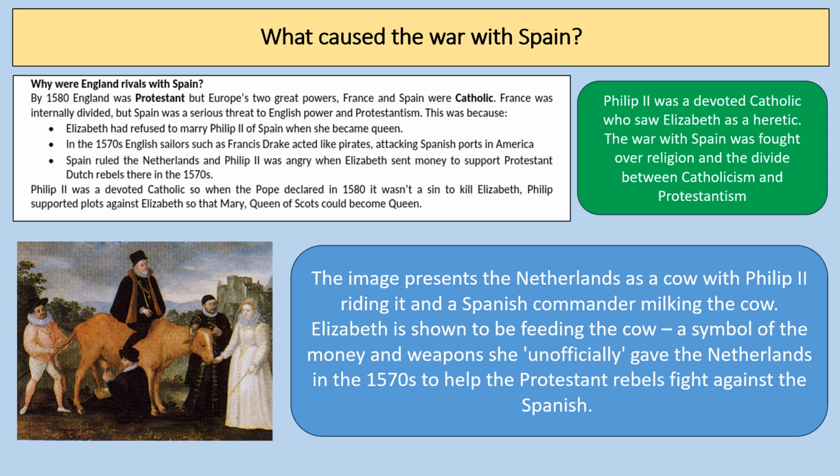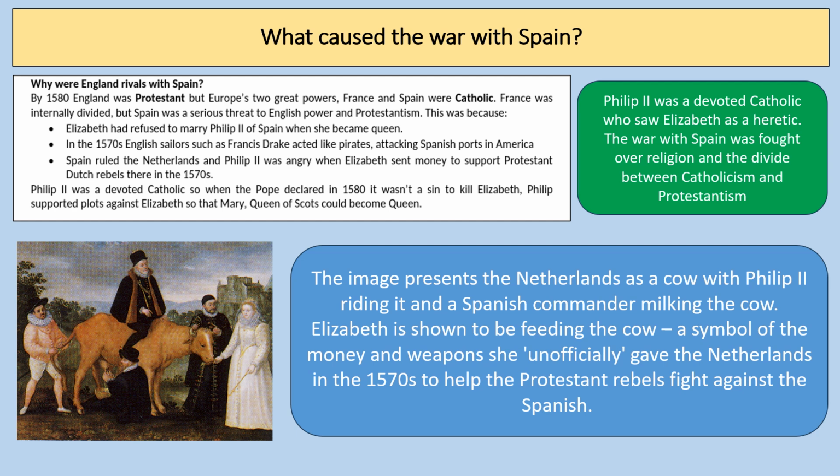Spain ruled the Netherlands, and Philip II was angry when Elizabeth sent money and eventually soldiers to support the Protestant Dutch rebels there in the 1570s. Now, Philip II was also a devout Catholic, so when the Pope declared in 1580 it wasn't a sin to kill Elizabeth, Philip supported plots against Elizabeth so Mary Queen of Scots could become queen.